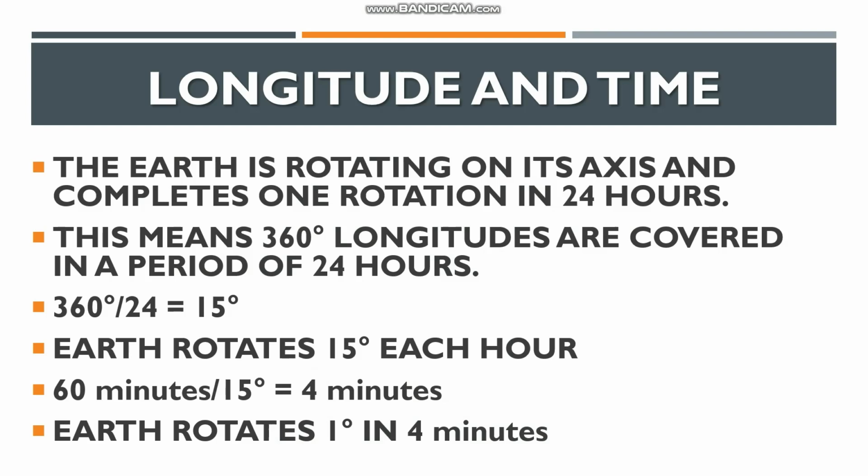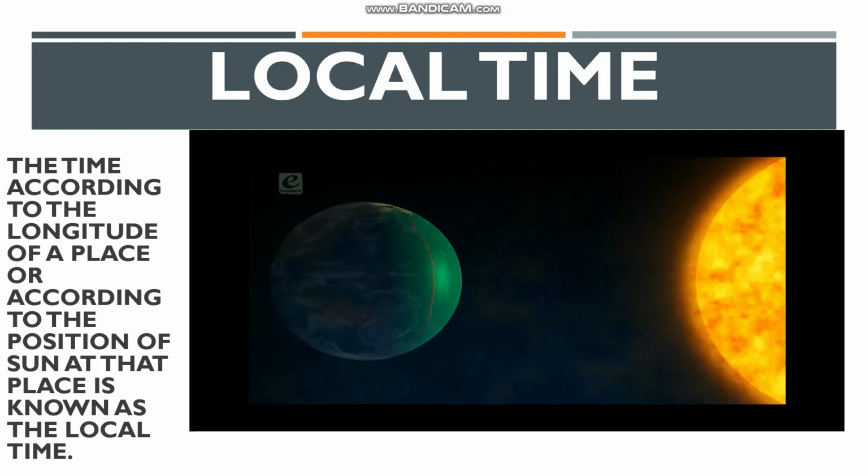Now let's move on to the local time. The time according to the longitude of a place, or according to the position of the sun at that place, is known as local time. When the sun is shining vertically over the longitude, it is 12 noon at that place. All places situated on the same meridian have the same local time. Every longitude has its own local time. Now let's see the difference between standard time and local time.